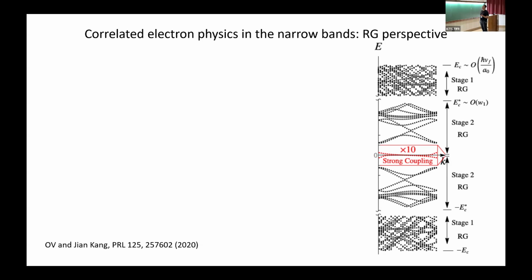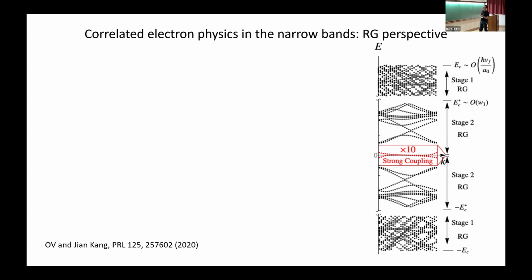And there's a second stage of our RG treatment where we do not touch the narrow bands, but we are below the stage one. So the cutoff on this stage is of order the interlayer tunneling, but before we reach the narrow bands.